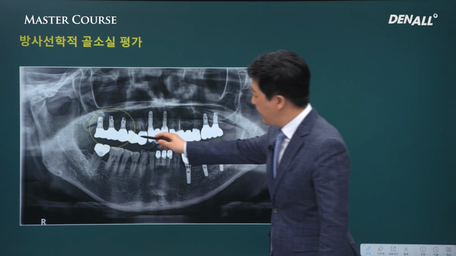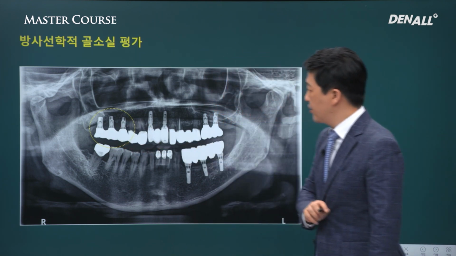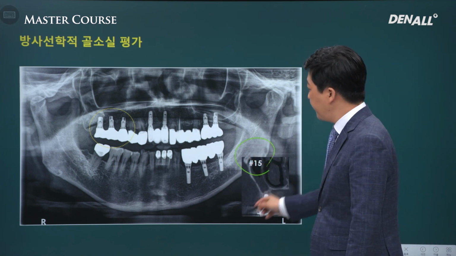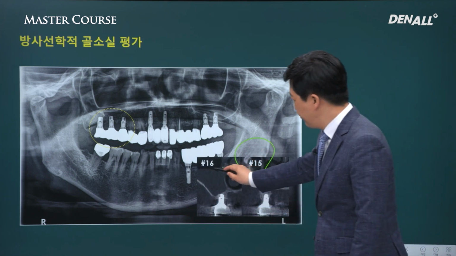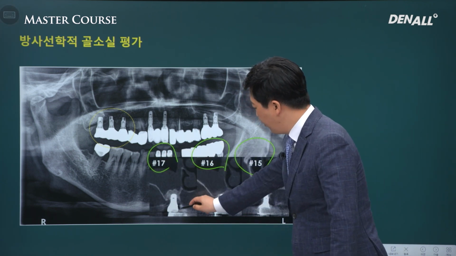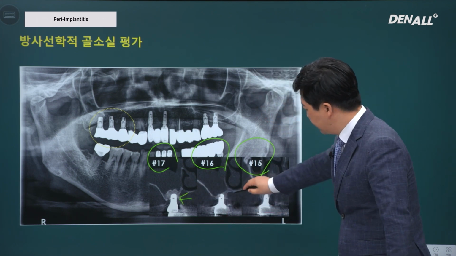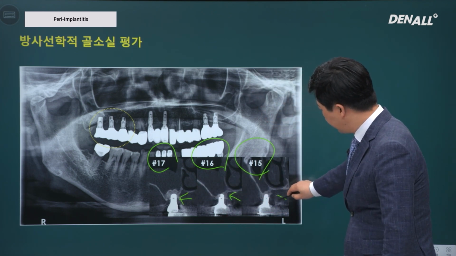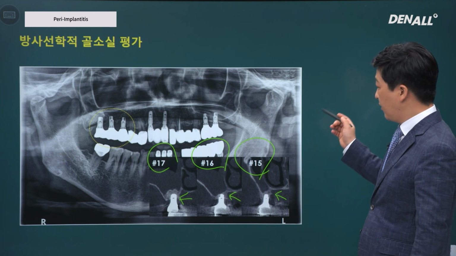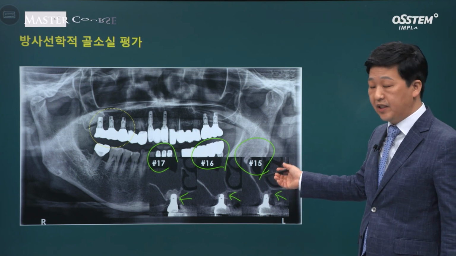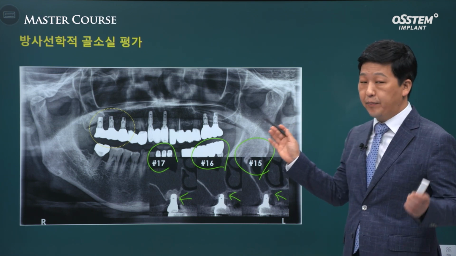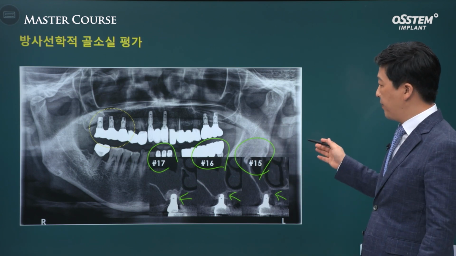If you look at upper right quadrant around the implant, there is crater-like bone loss. If you look at CT in number 15, 16, and around number 17 implants, very serious crater-like bone loss can be observed. It's almost horizontal bone loss. This can be viewed as advanced peri-implantitis. Based on X-ray evaluation, we can check peri-implantitis.